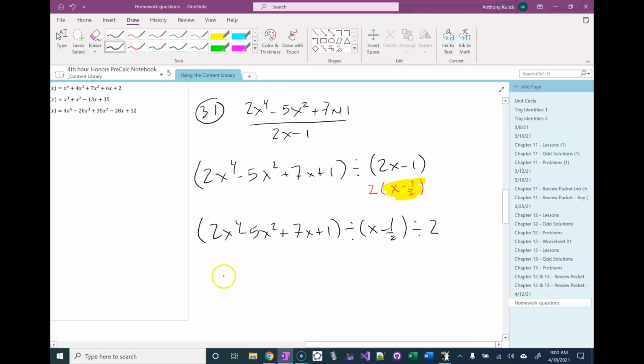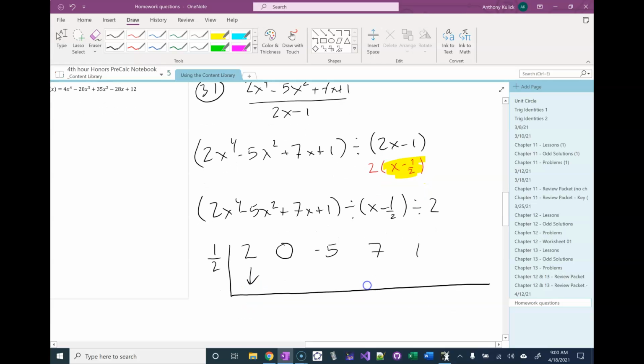Okay, so we'll start by taking our divisor, setting it equal to 0, and solving to get the number on the outside. So I took the x minus 1/2 to get that 1/2 out there. Now the numbers on the inside are going to be the coefficients from the numerator. So 2 for my x to the 4ths. Then I have no x cubed terms, so I have to have a 0. You will not get the correct answer without that 0 there. And then -5 for my x squareds, 7 for my x's, and 1 for my constants.